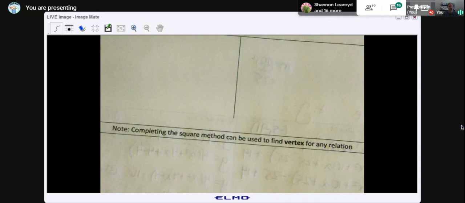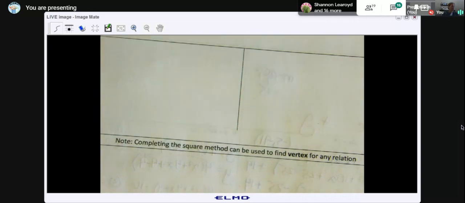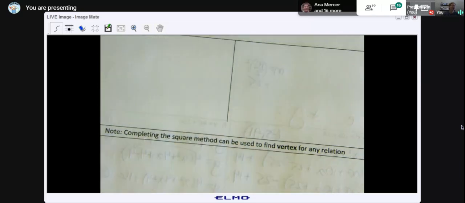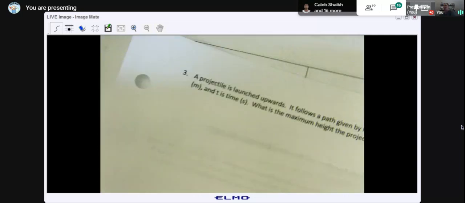But please note, the completing the square method can be used to find the vertex for any quadratic relation. In our next unit, when we start looking for a different component of the parabola, we're going to look for zeros. We know that some parabolas don't cross the x-axis, but every parabola has a vertex. Every parabola can have completing the square done to find the vertex. All right, word problems, your very favorite.